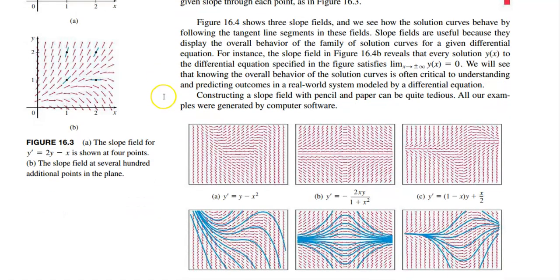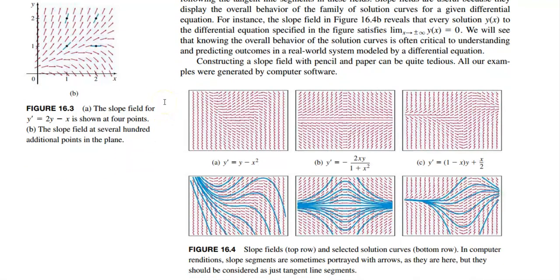So below we've got 3 slope fields in figure 16.4, and we see how the solution curves behave by following the tangent line segments in these fields. Slope fields are really useful because they show the overall behavior of the family of solution curves for a given differential equation. The slope field in 16.4b, right down here, shows that every solution y of x to the differential equation specified in the figure satisfies the limit as x approaches positive or negative infinity of y of x equals 0.